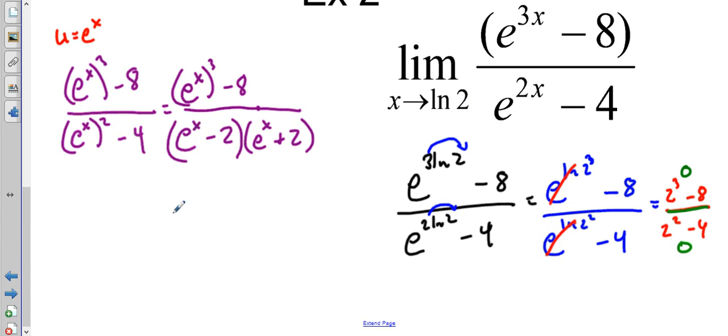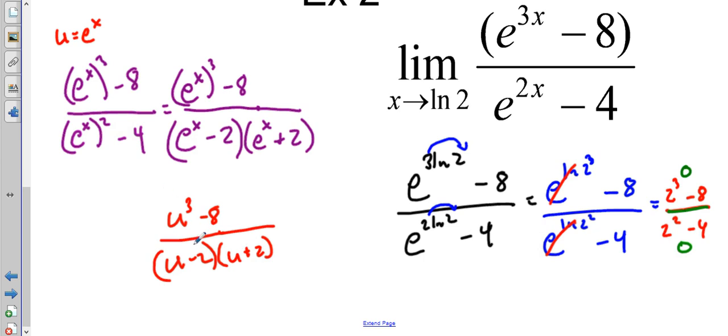I have u cubed minus 8 over u minus 2, all right, u plus 2. Now, since this is 0 over 0, which one of these is going to be the factor that I want to factor out of here? U plus 2 is not going to factor out in that one.